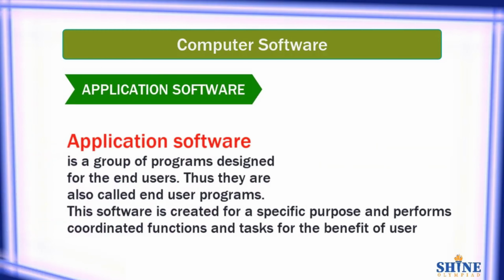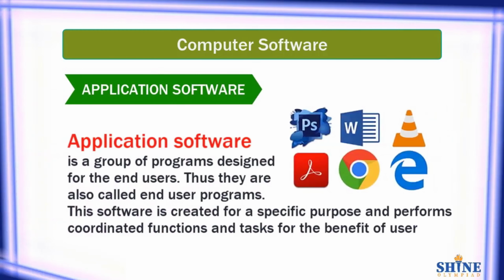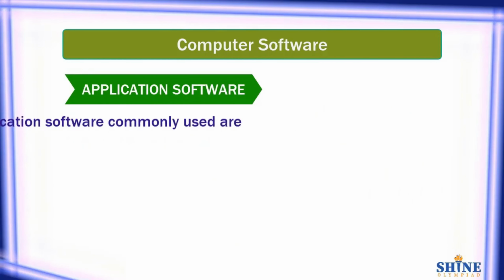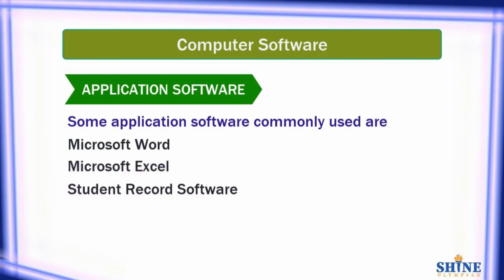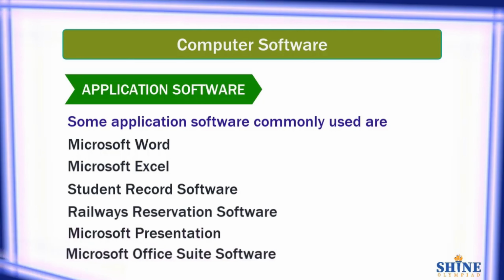Application software. Application software is a group of programs designed for the end users. Thus, they are also called end-user programs. This software is created for a specific purpose and performs coordinated functions and tasks for the benefit of user. Some application software commonly used are Microsoft Word, Microsoft Excel, Student Record Software, Railways Reservation Software, Microsoft Presentation, Microsoft Office Suite Software.